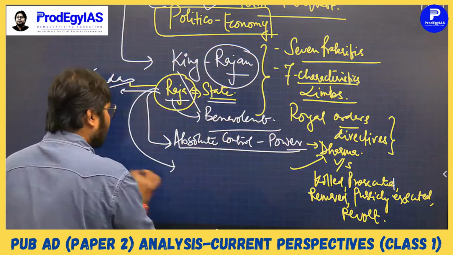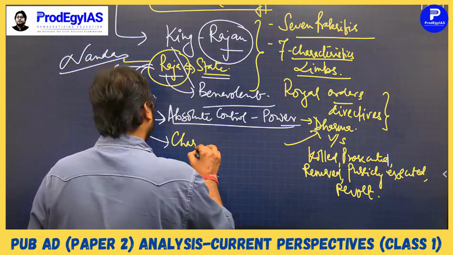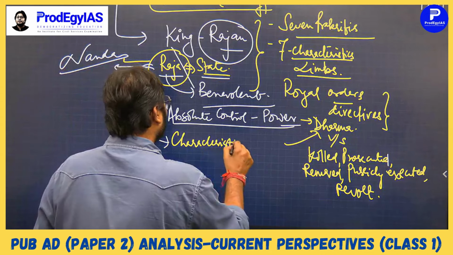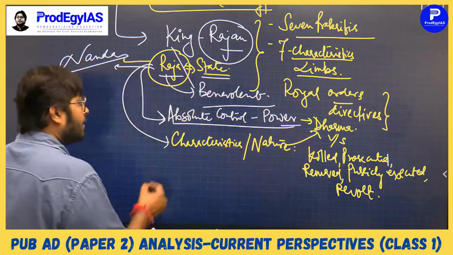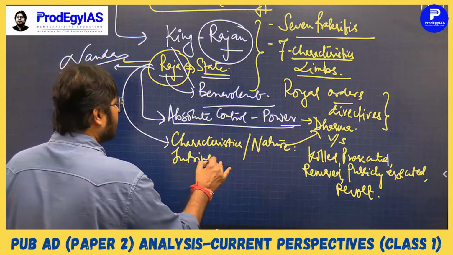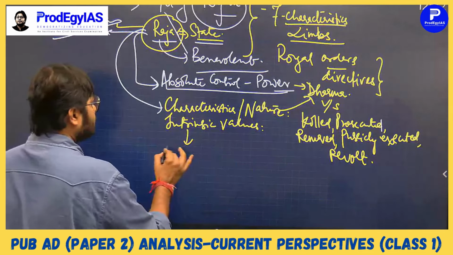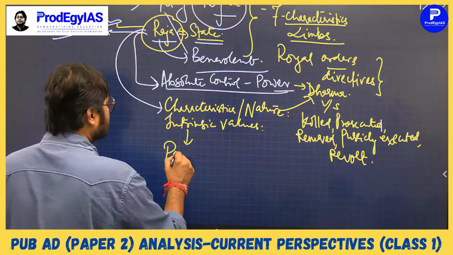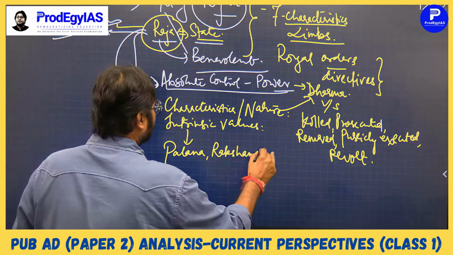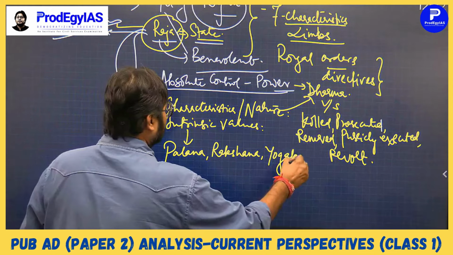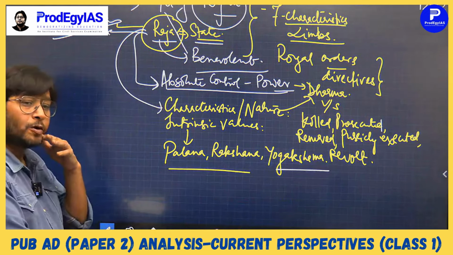Fine. Now, how should the Raja be? What are his characteristics? इसका नेचर क्या होना चाहिए? Inherent nature, right? Intrinsic values that guide Raja or Rajan. Palan, Rakshan, Yogakshem. Fine.